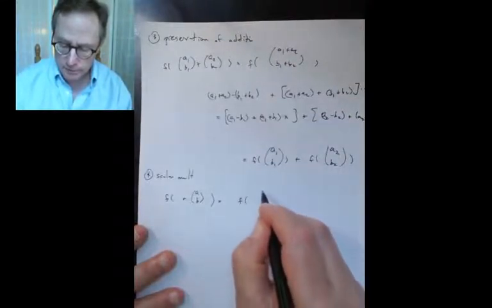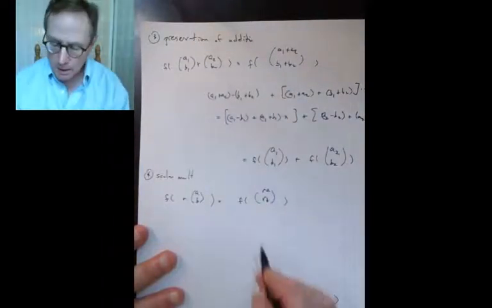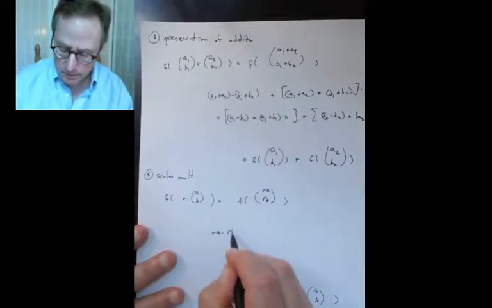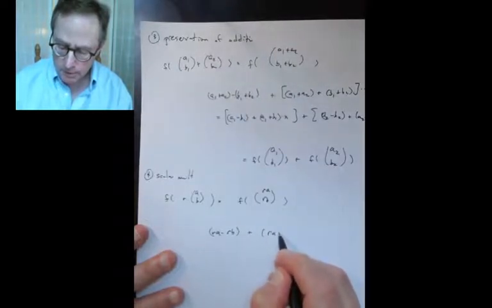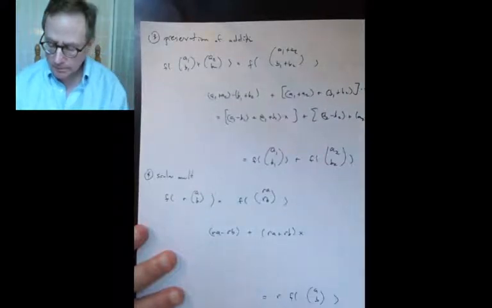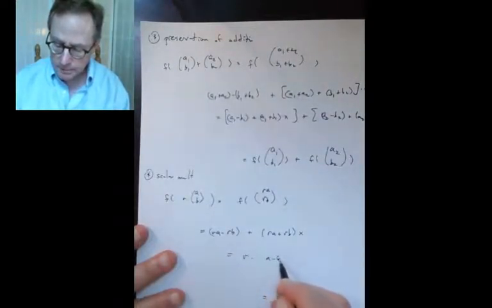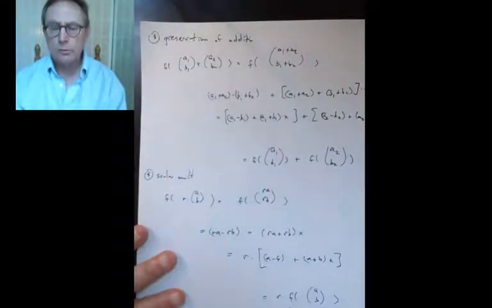So this is f of (ra, rb), because that's how you scalar multiply vectors. And what does f do? It takes the first component minus the second, ra minus rb, and then the first component plus the second, ra plus rb. And I'm going to bring out all the, oops, I forgot the equal sign. I'm going to bring out all the r's, r times (a minus b) plus (a plus b) x. And that's right.